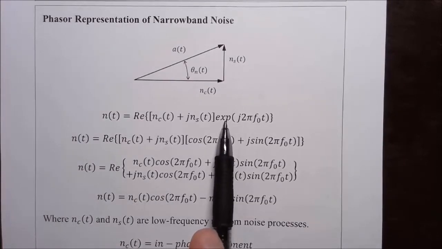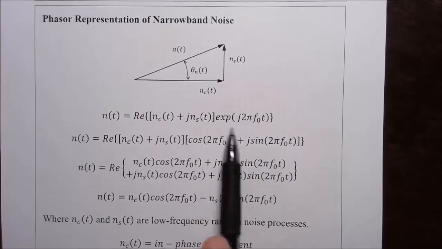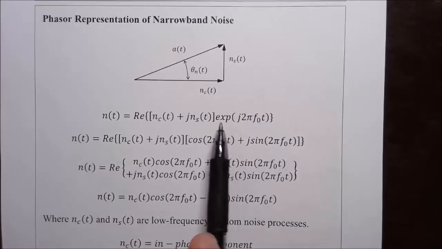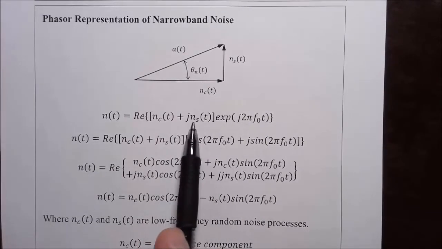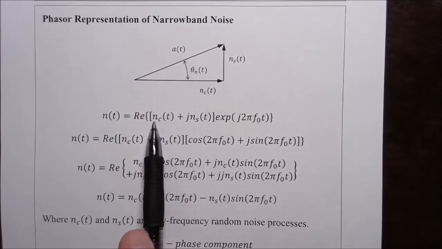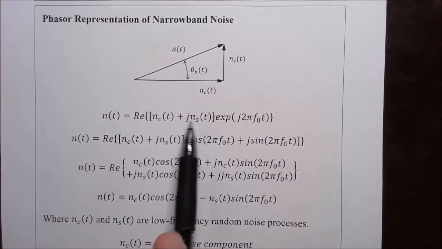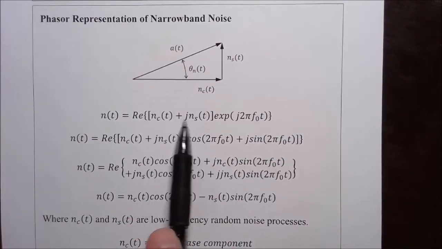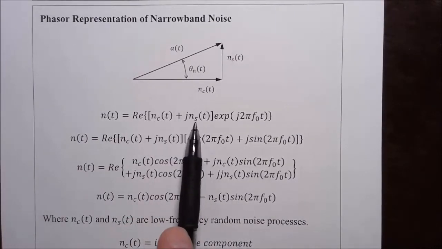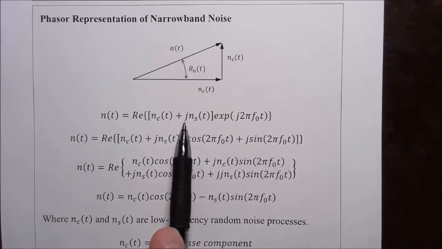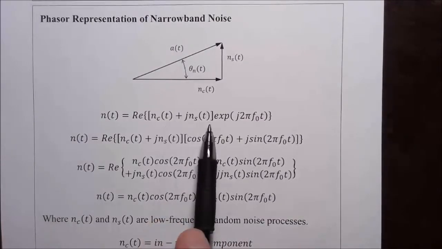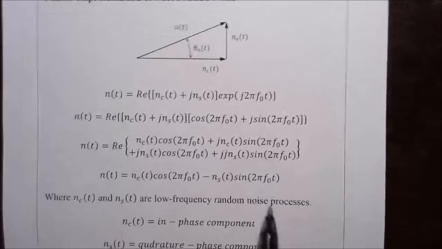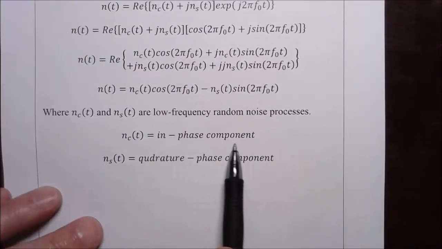So we take e to the j 2 pi f naught t, that would represent the sinusoid, and for its amplitude, let's have a random signal for its amplitude, N for noise, and we'll break this amplitude into two components, an in-phase component and a quadrature phase component. NC is the in-phase component.